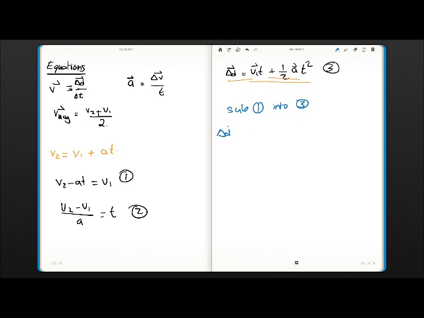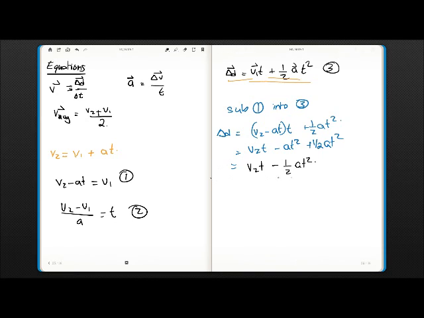And it'll be something like this. Delta D equals v1, which is v2 minus at, times t plus 1 half at squared. So expand this and you'll get v2 t minus at squared plus 1 half at squared, giving us the new equation of v2 t minus 1 half at squared if you collect like terms. So in this case, if you know the final speed but not the initial speed, you can still find the displacement.